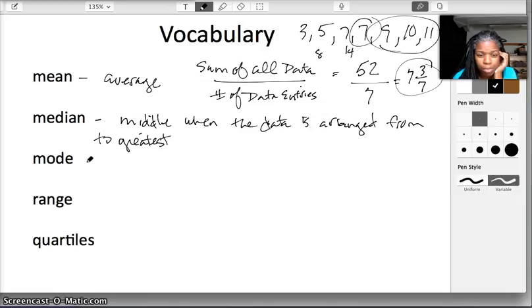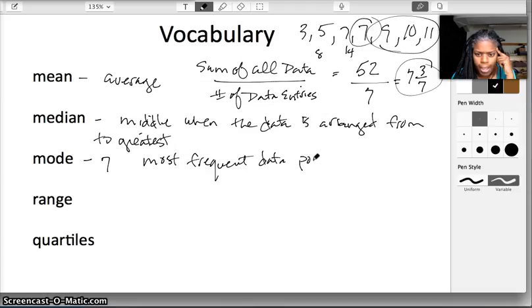The mode is the number that appears the most in the set of data, and so in this set of data the mode is 7. And if you had 7, 7 and let's say we had 10, 10, then the data would be bimodal, because there are 2 numbers that appear exactly the same number of times, with the greatest frequency. So mode is the most frequent data point.